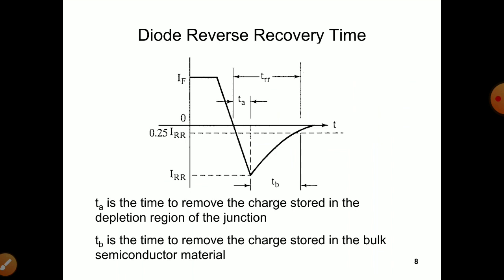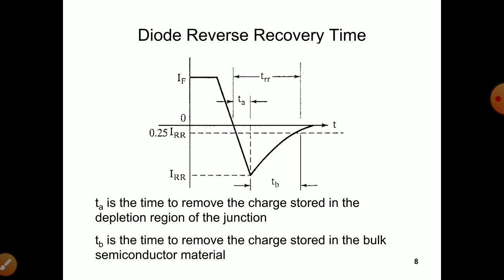Then, diode reverse recovery time. Reverse recovery time is nothing but the time it takes to recover from one state to the other. After its cycle of operation, that is why it is called the reverse recovery time of a diode. Here is the equivalent representation of the reverse recovery time of a diode.